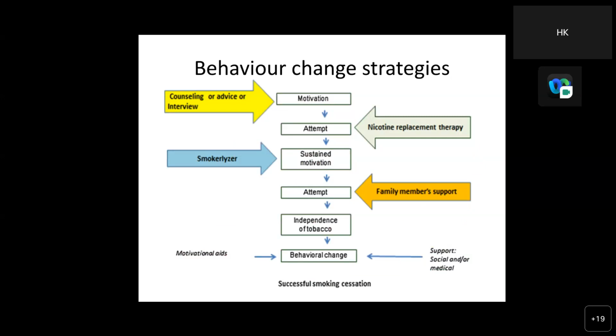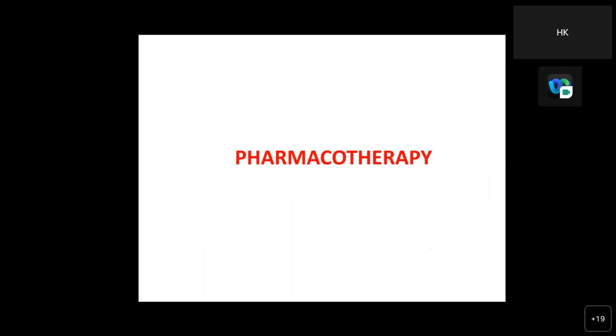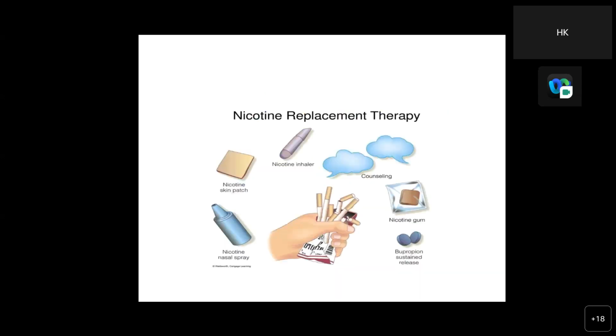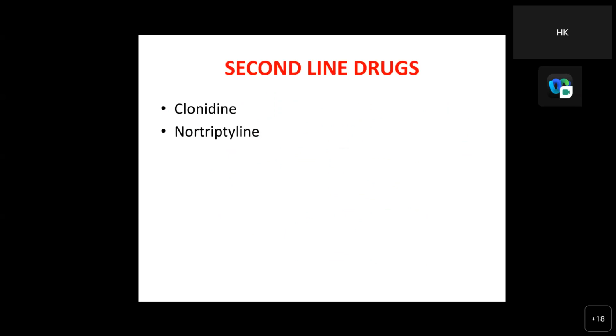Behavioral change strategies: first, we have to motivate the patient toward smoking cessation. Then attempt smoking cessation. First, we start nicotine replacement therapy, followed by sustained motivation, and further attempts at cessation of smoking lead to the final behavioral change. Then we move to pharmacotherapy. The first line drugs are nicotine replacement, either in the form of nicotine gum, inhaler, lozenges, nasal spray, or patch, or oral agents in the form of bupropion or varenicline. Second line drugs include clonidine and nortriptyline.